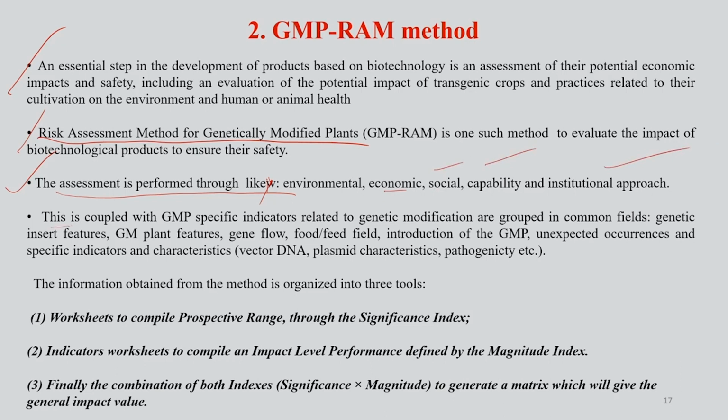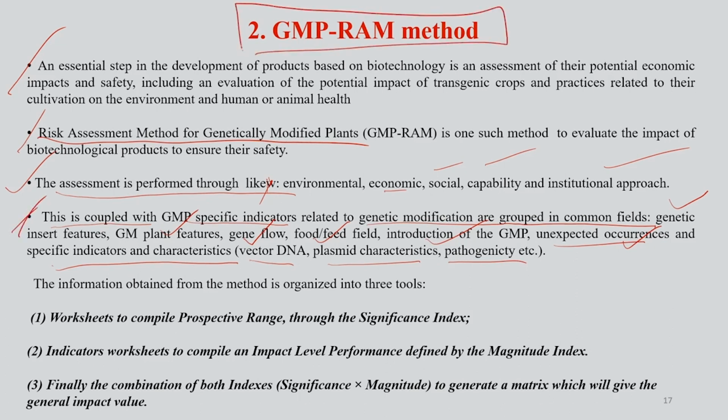Now, this is coupled with GMP specific indicators related to genetic modifications, which are grouped into various fields, which are: genetic insert features, genetically modified plant features, gene flow, food and feed introduction of GMP, unexpected occurrences and specific indicators, and characteristics like vector DNA, plasmid characteristics, pathogenicity, etc. So, these are all observed under genetically modified plants and the RAM method.